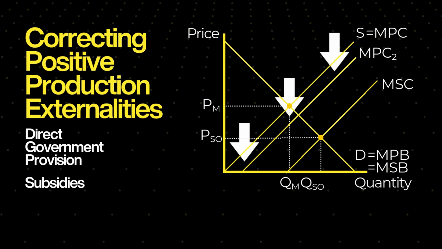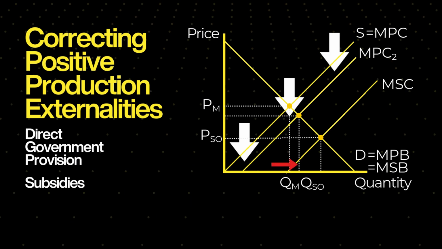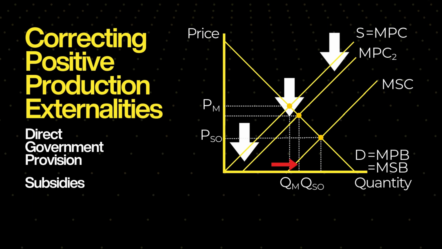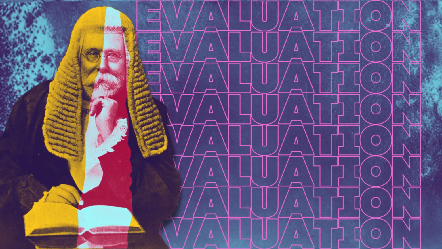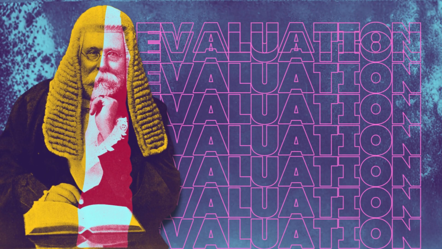Either way, we can see that the market quantity then moves at least closer, if not all the way, to the socially optimum quantity. Remember, positive production externalities mean that the good is underproduced by the free market. So both direct government provision and subsidies try to correct the market failure by increasing production. Now, it's time for everyone's favorite part, the evaluation.